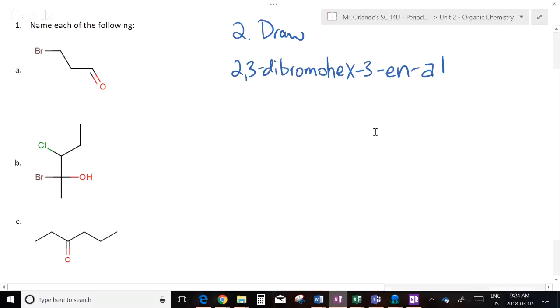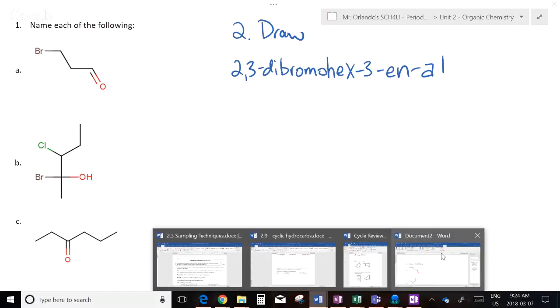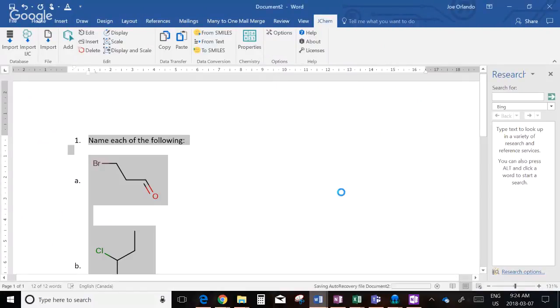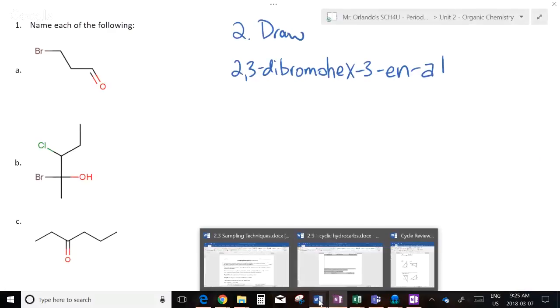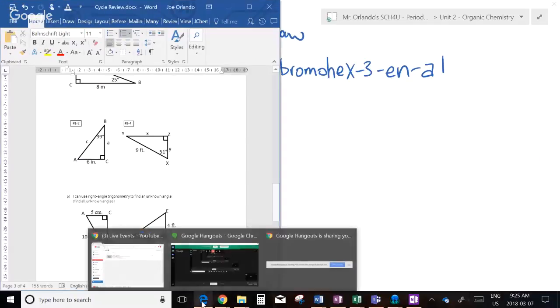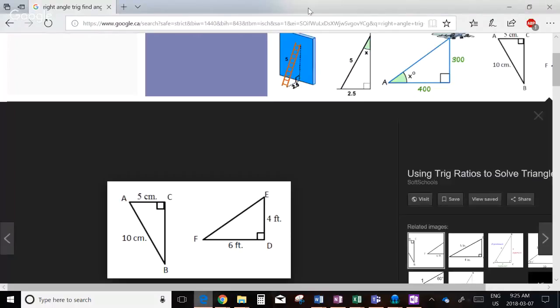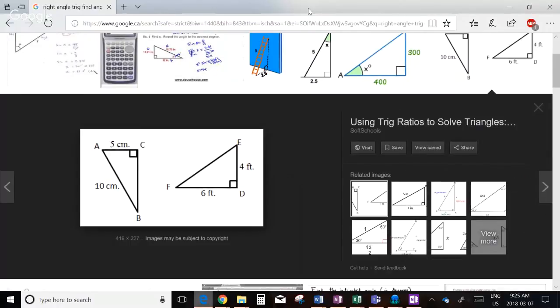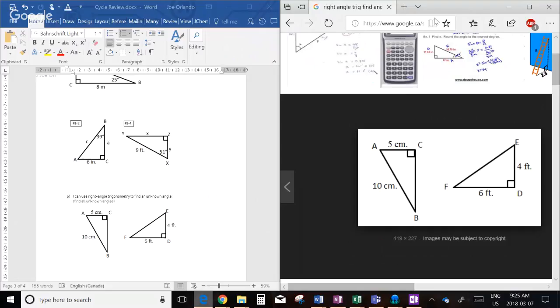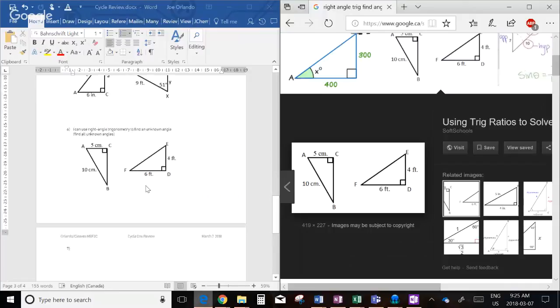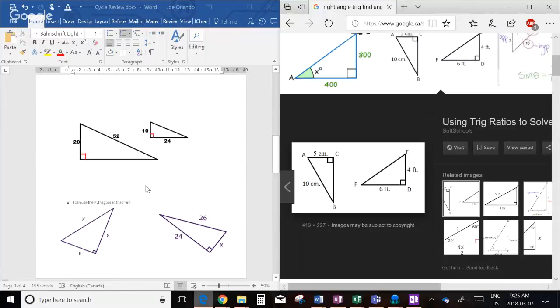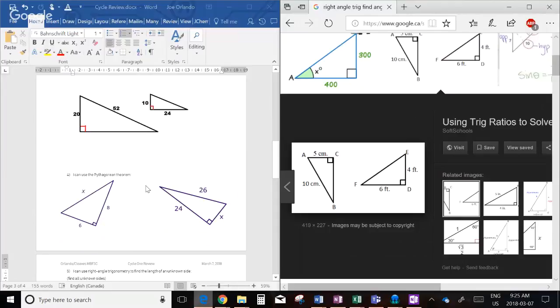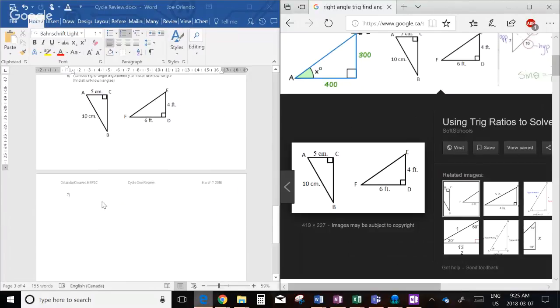Have fun. Oh yeah, just to repeat, you don't need to redraw the questions. Just what you have there is good enough. It's already drawn. Yeah, you'll have to draw question 2, but not the first.